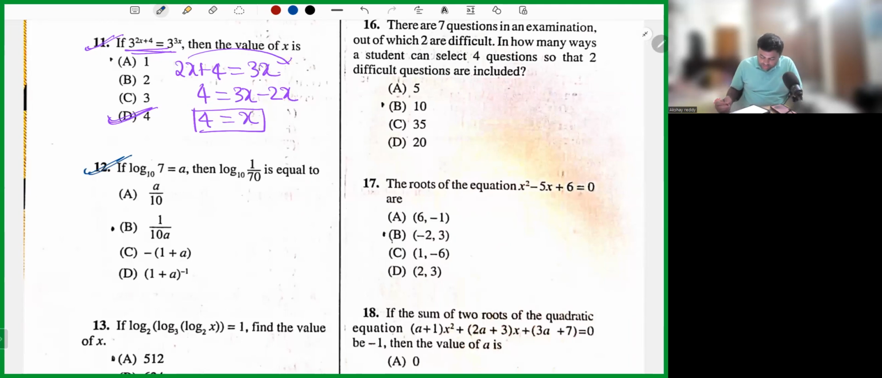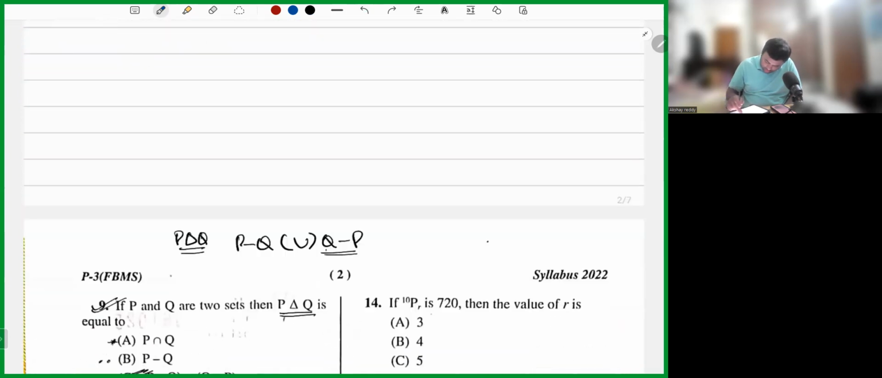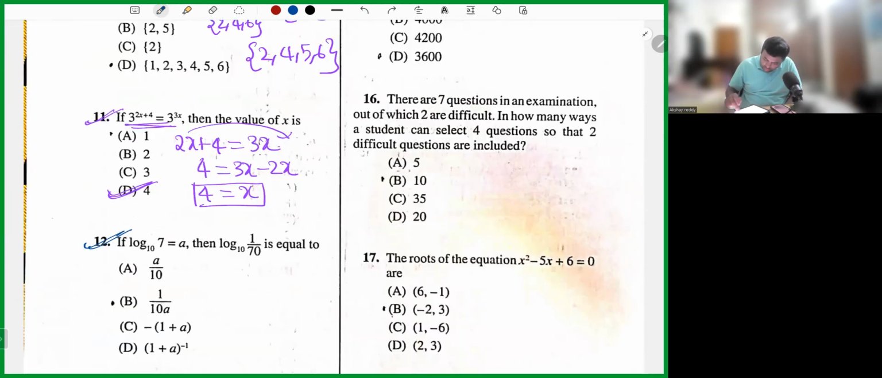Log 7 base 10 is equal to A. He is asking for log 1 by 70 to the base 10. Okay, what's the question number? Question number 12.